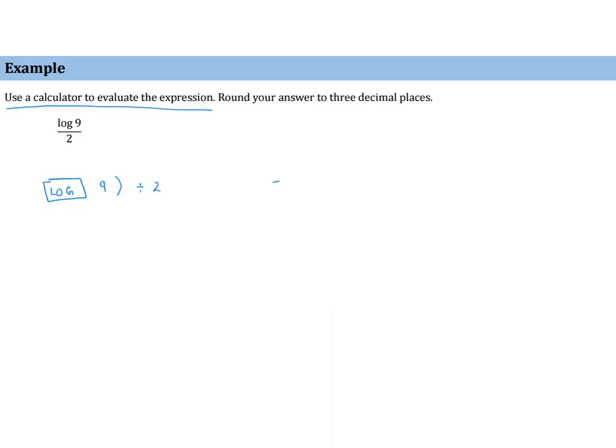So what do we get? We should obtain 0.477. Notice we're to round to 3 decimal places. Now we want to find log of 7 over pi. So again, we're going to press the log key. It has an opening parenthesis attached to it whenever you press that. This time, we will take 7 divided by pi, and then we will close the parenthesis.